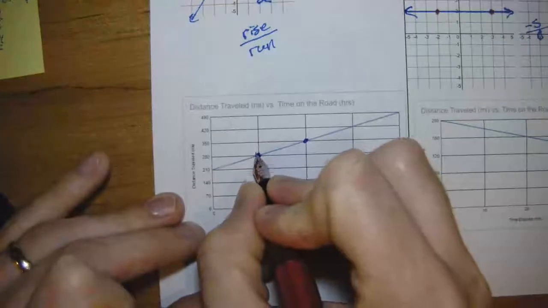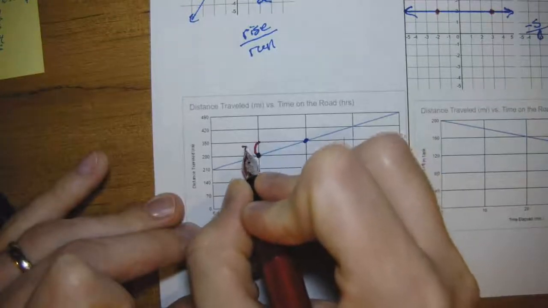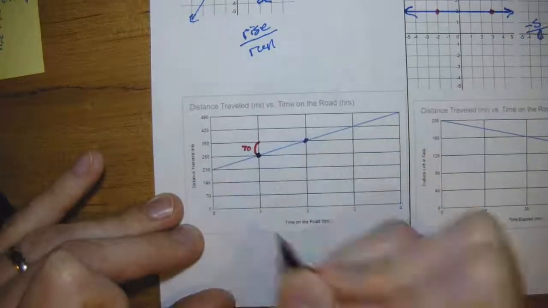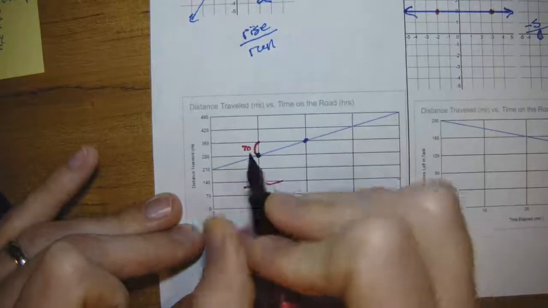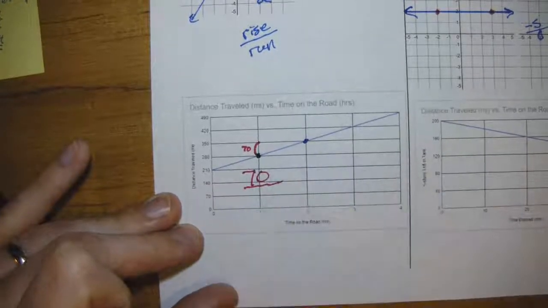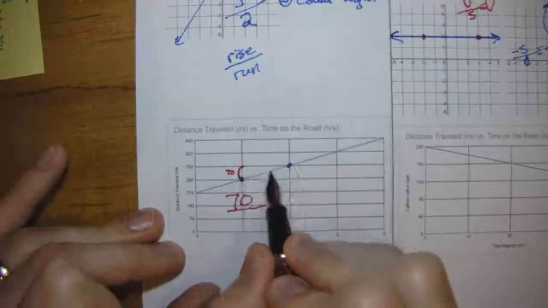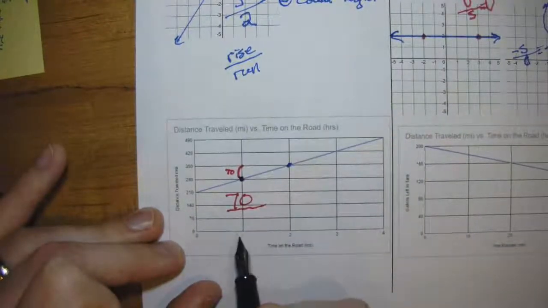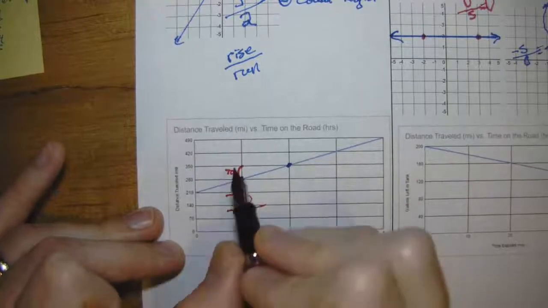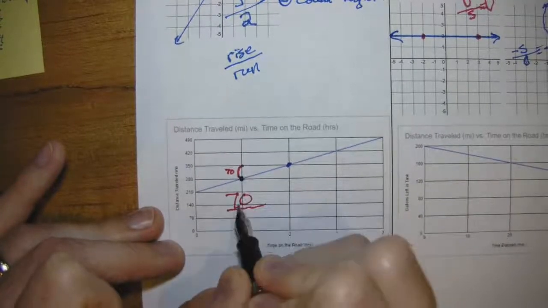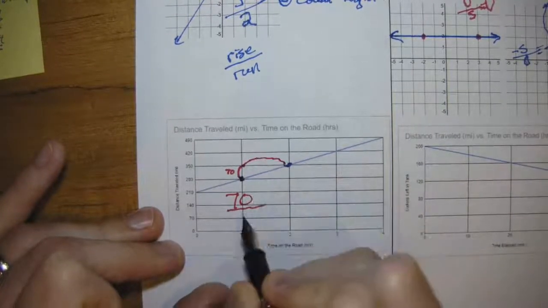So when I go from here up to here, that's actually a distance of 70 units, 280 to 350. So when I write my fraction out, that's 70 upwards. All right. Now let's count to the right. If I count to the right, I notice that my axis down here is counting 1, 2, 3, and so on. So up 70, and then over 1.